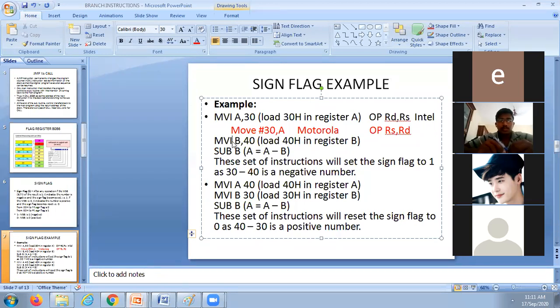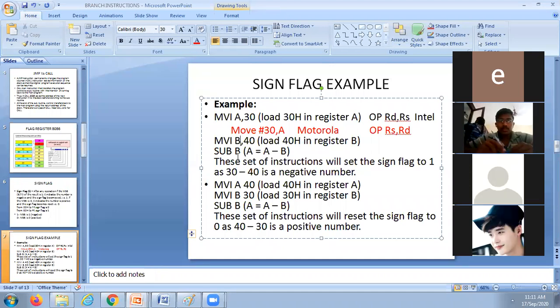Here 30 is stored in A, again 40 is stored in B. If you subtract those two, A minus B, what will happen? What is the result? Is it a positive result or a negative result? Negative. It is a negative result.